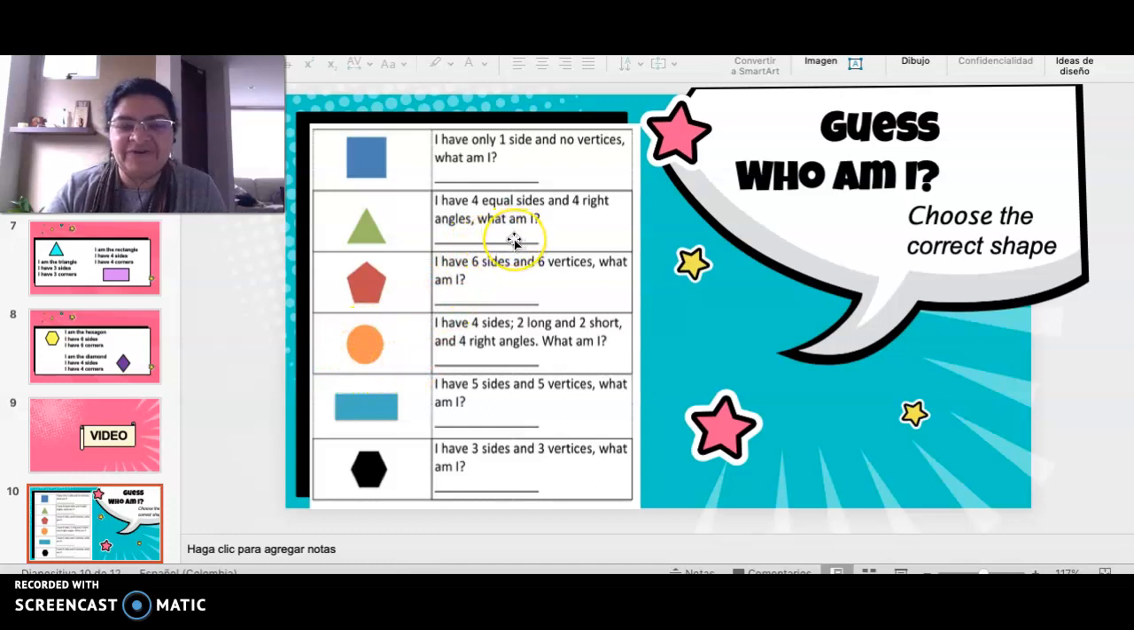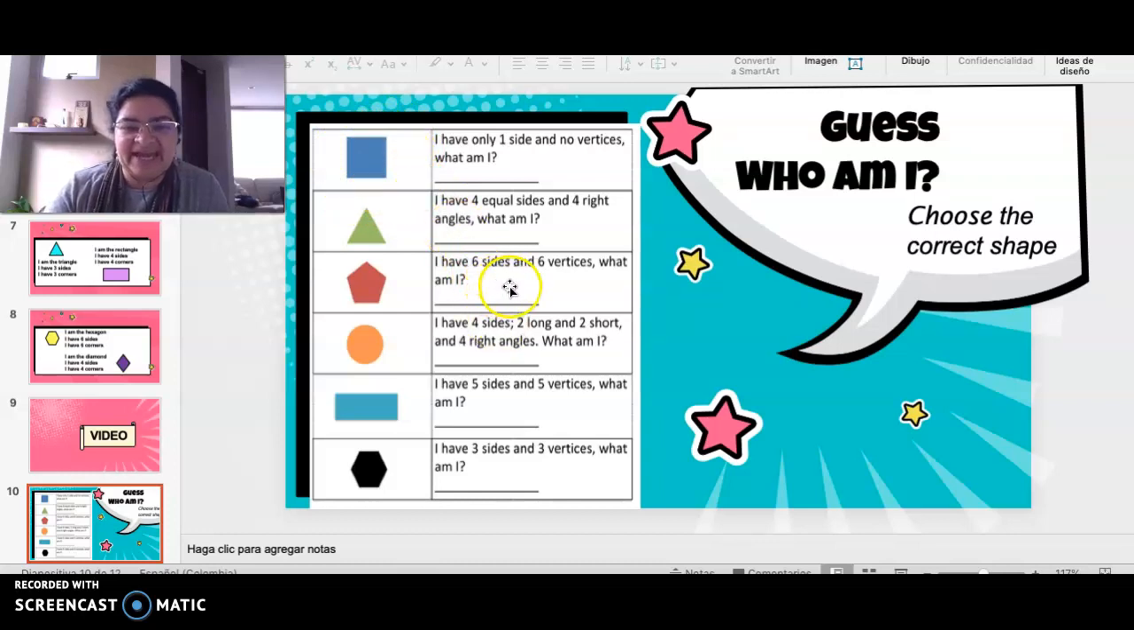Now, the second one. I have 4 equal sides and 4 right angles. What am I? 4 equal sides and 4 right angles. Okay, kids. Wonderful answer. I am the square.